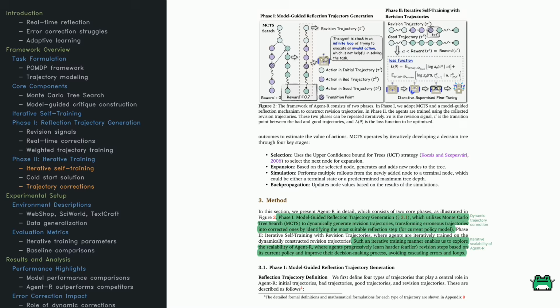MCTS plays a crucial role here. It builds a decision tree of possible actions, starting with selection, where it picks which nodes to explore, followed by expansion, simulation, and backpropagation. These steps ensure the agent is always looking for smarter ways to reach its goal. By combining this with iterative training, Agent-R avoids those cascading errors and repetitive loops, creating a smarter, more adaptive agent.